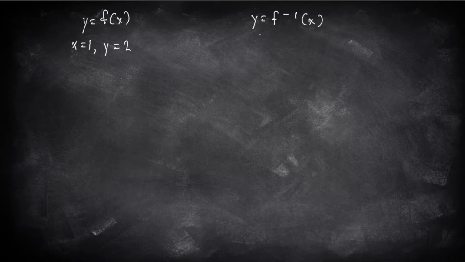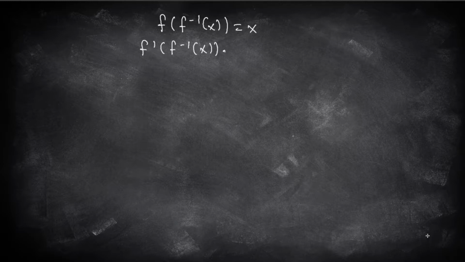So if you don't know, what is an inverse function? Well, basically, if we have a function f of x, y equals f of x, then let's say we plug in x equal to 1 and y comes out as 2. Then the inverse function, y equals the inverse of f of x, means we switch the x and y's. That means if we plug in x equal to 2, then y comes out as 1. So plug in 1, get 2; plug in 2, get 1. It just switches that.